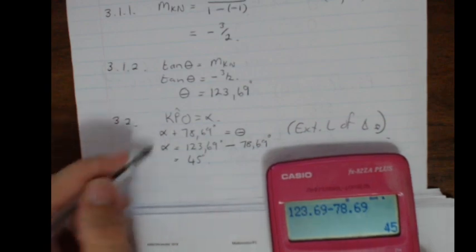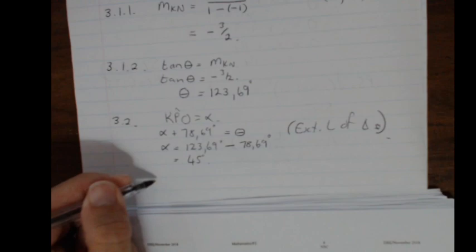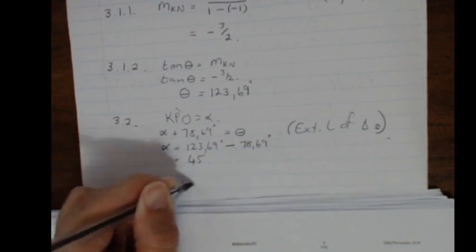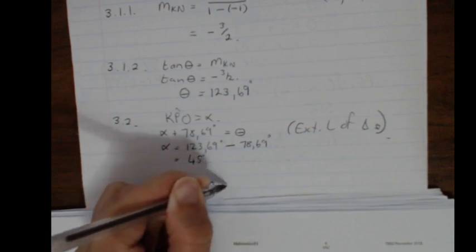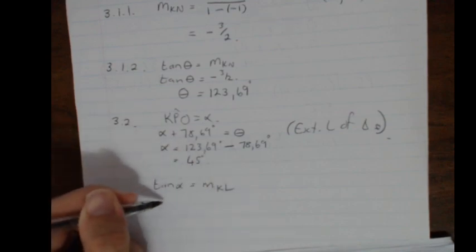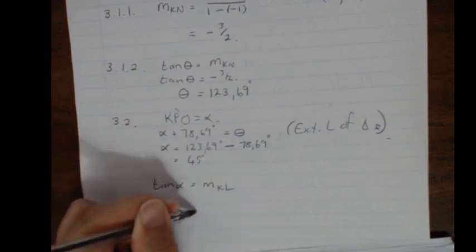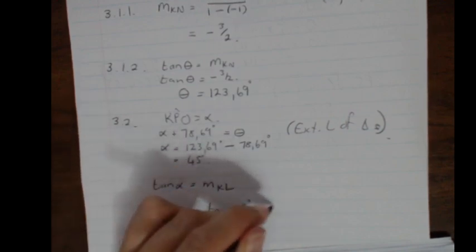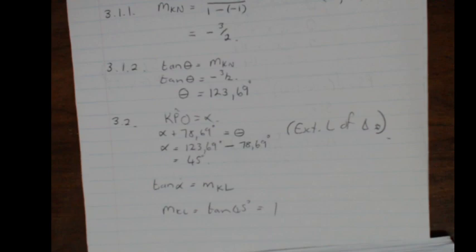So alpha is the angle of inclination of that line KL. So tan alpha equals the gradient of KL, which is tan 45, and tan 45 is 1. This is what they wanted me to show, that the gradient of KL is 1.